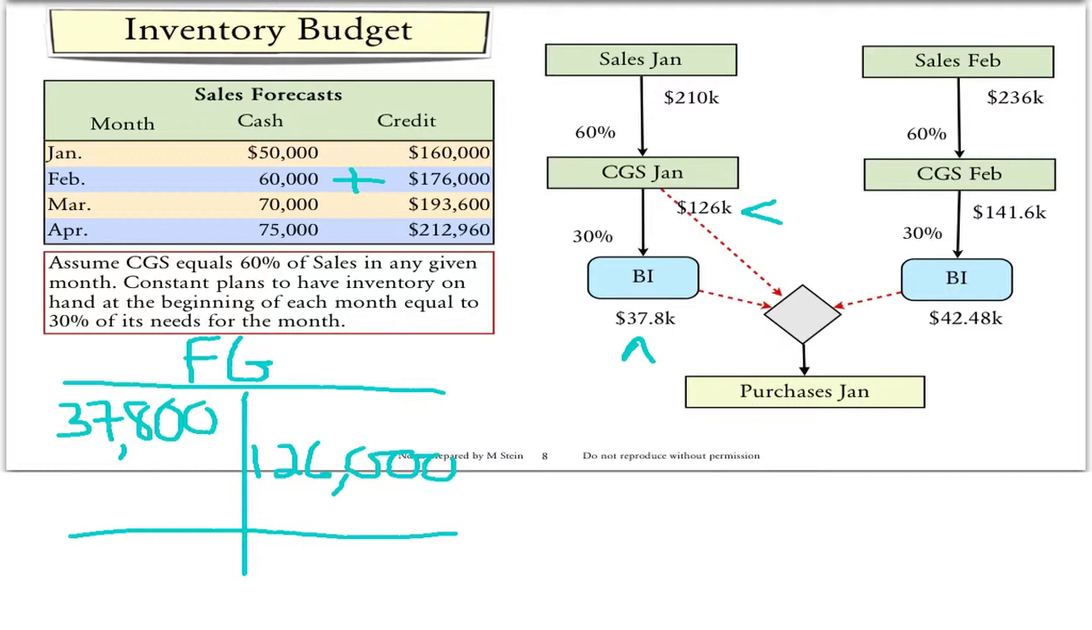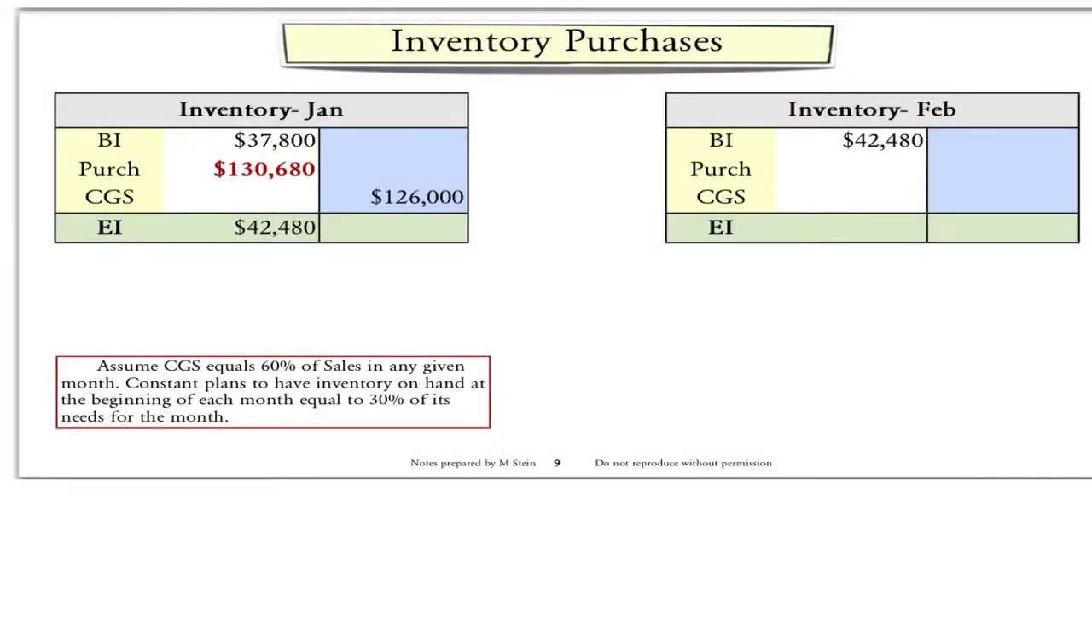February sales are equal to $236,000. 60% of that equals the cost of goods sold for February, and of course we want 30% on hand. So 30% of $141,600 gives us a beginning balance in February of $42,480, and that will be our ending balance for the January inventory. Now that we have all the pieces in place, let's just put it together.